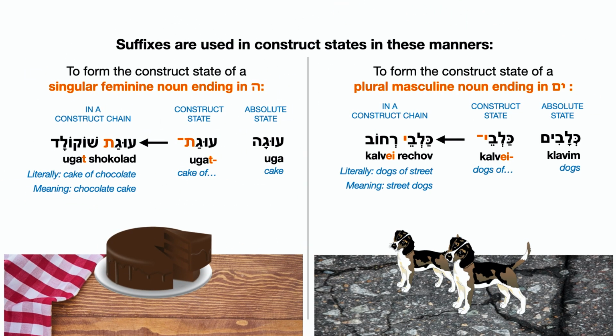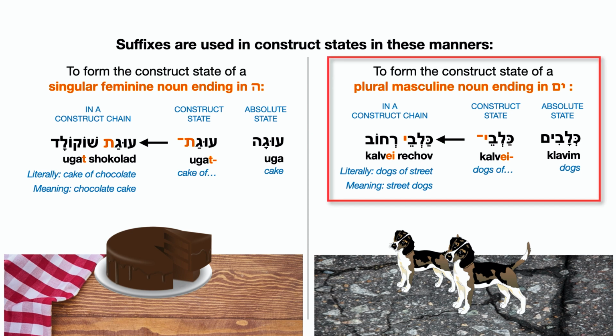As a general rule, suffixes are used in construct states in these manners. On the right side, let's see how to form the construct state of a plural masculine noun ending in im. We had our example of klavim, which means dogs, and its construct state would adopt the suffix a. Klavim, dogs, becomes klavey, to say dogs of. So in a construct chain, klavey rechov means dogs of street. That's how we say street dogs.